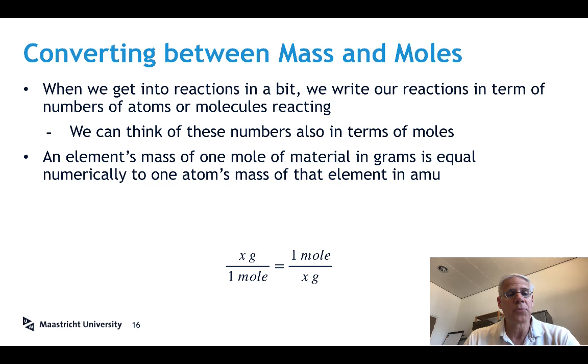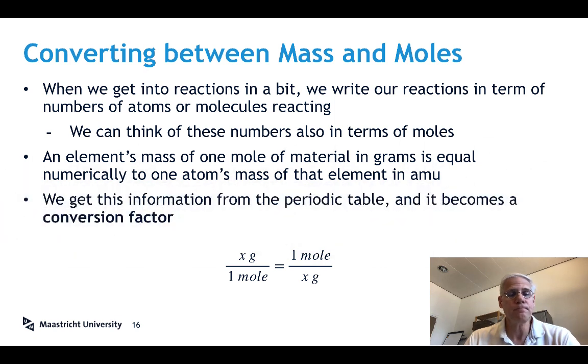Because what ends up happening is that the mass of 1 mole of an element in grams is equal to that atom's mass of that element in AMUs. So we can get that from the periodic table. Okay, and once we get that information, it becomes a conversion factor. Now, a conversion factor is anytime you have something per something else. The most common way of stating the mass of an element or of a molecule is in terms of grams per mole. But we can also invert that and get 1 mole per the same number of grams.